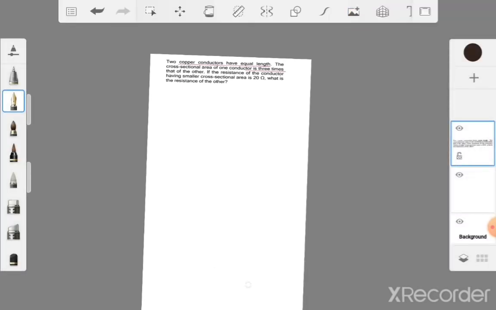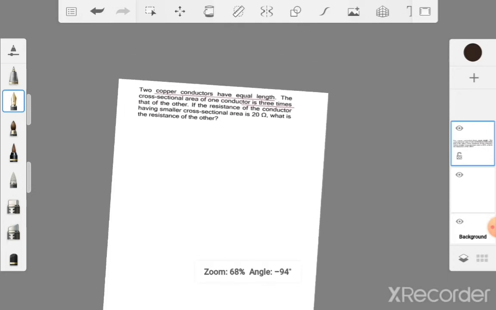So we have two copper conductors of equal length. The cross-sectional area of one conductor is 3 times that of the other. If the resistance of the conductor having the smaller cross-sectional area is 20 ohm, what is the resistance of the other? So when you're talking about two conductors, it is about two copper conductors. They are different conductors. Okay, so you have two copper conductors.